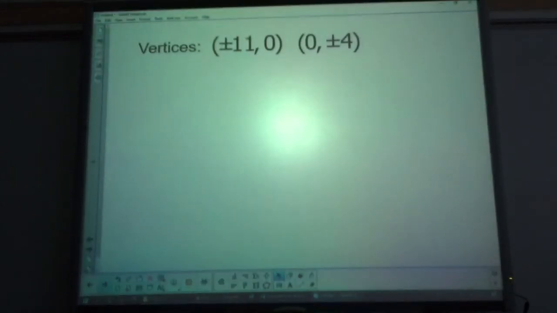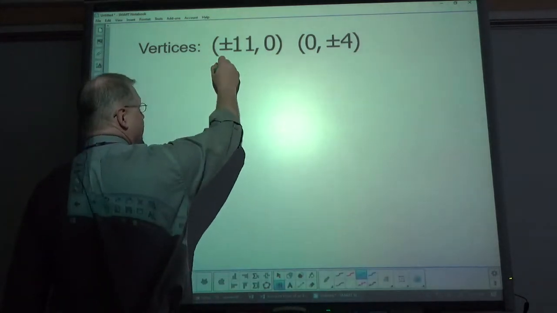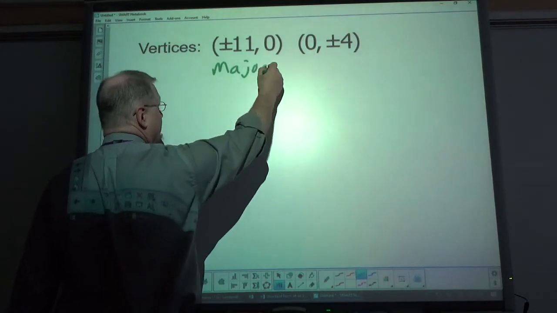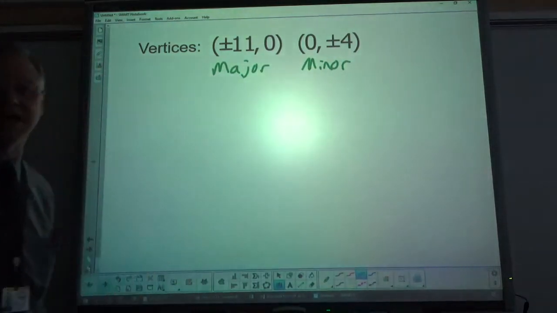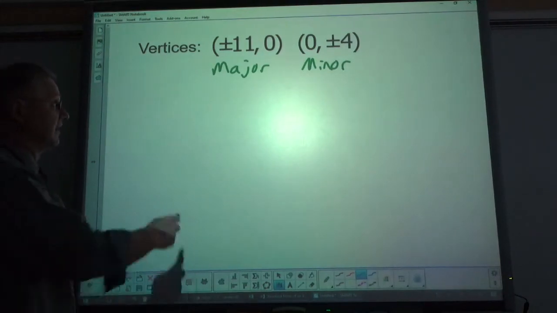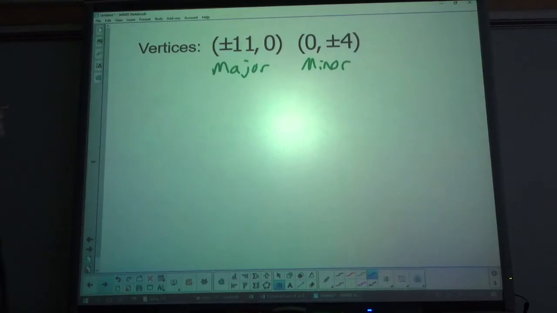All right. Now, what if they give you the vertices? They don't tell you which one's the major and the minor. Well, it's going to be kind of obvious that this has to be the major and this is the minor because of the size of the numbers, 11 and 4.